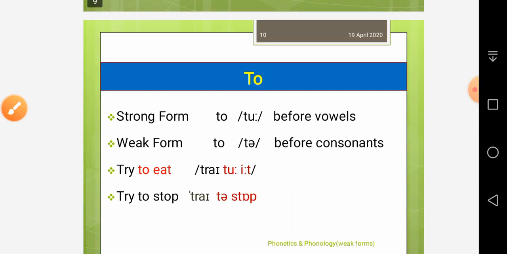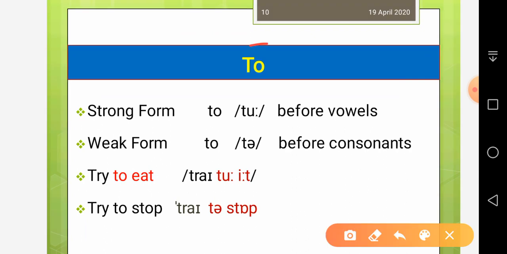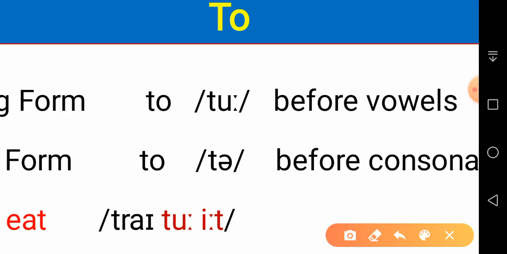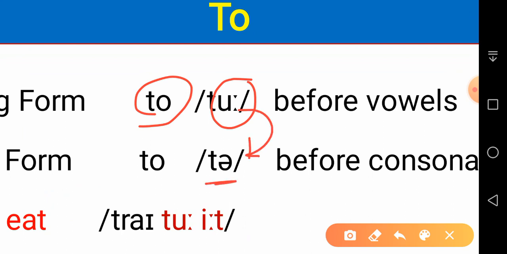Okay, here is an example of "to". Now this word has two forms. One is strong form, another one is weak form. In strong form, we use this long vowel sound, "too", as you can see. But if we want to reduce it to schwa, it will become "tə". So "too" is used before vowels, strong form, and "tə" is used before consonants.